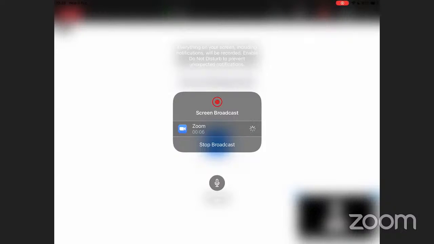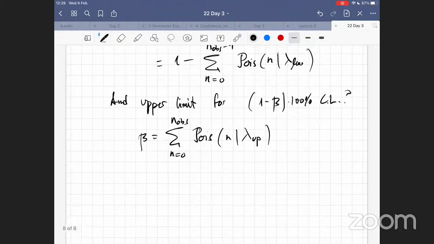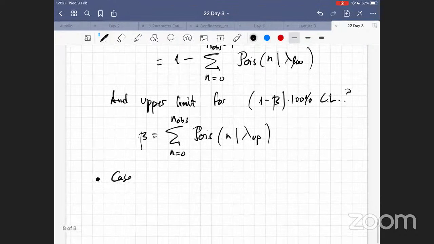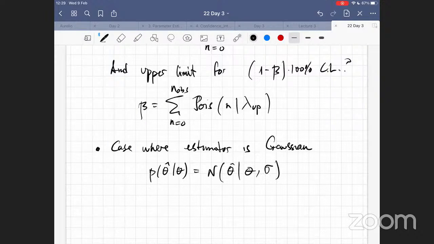So what if now the estimator is Gaussian? I'm just now referring to the case where the estimator is Gaussian. This is a common situation, of course, because of the central limit theorem, okay? So this distribution here is going to be a Gaussian distribution given by the mean of the true value, and I assume that the standard deviation is known. This is just an assumption, okay?